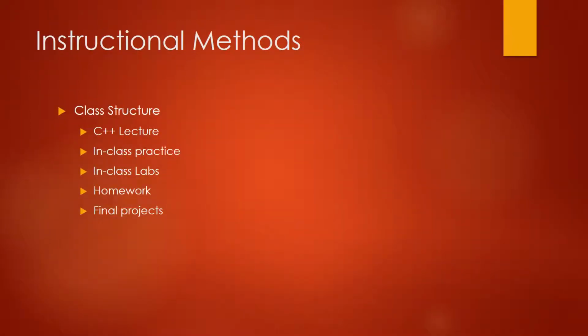Class structure is going to be mostly the same as last quarter. It's going to be lecture and in-class practice and labs. You guys are going to have a lot of homework and final projects. The final project is pretty much going to be the same idea as last quarter. You're going to be given a twist on asteroids, a modification to asteroids that you can make, and then we'll be handing that in at the last week.